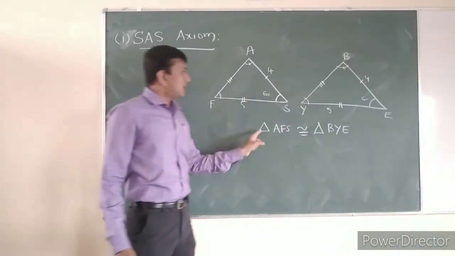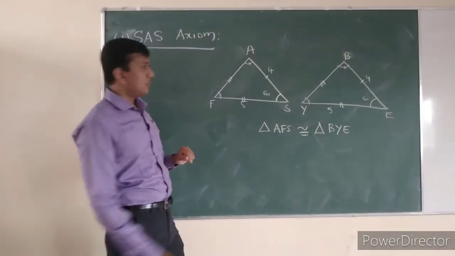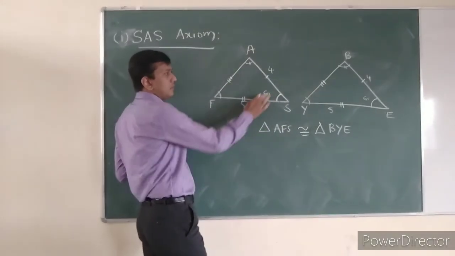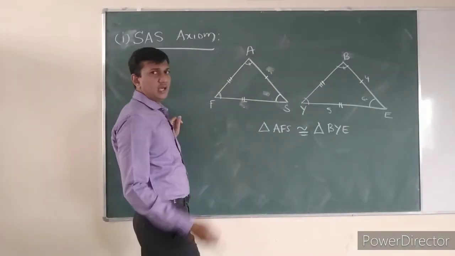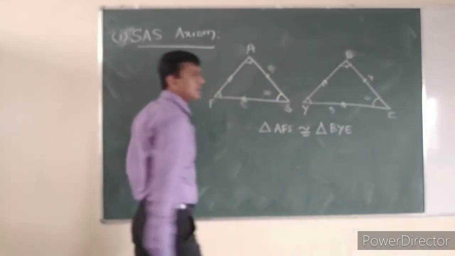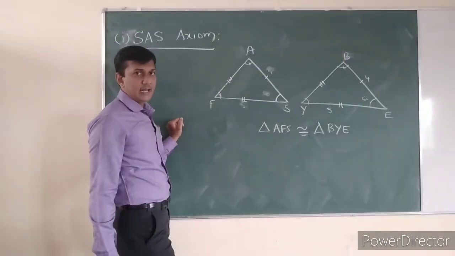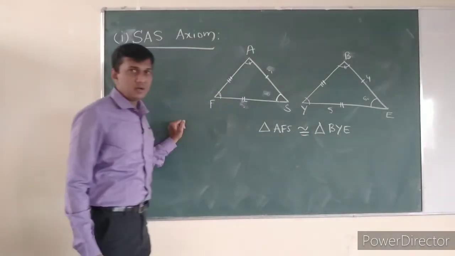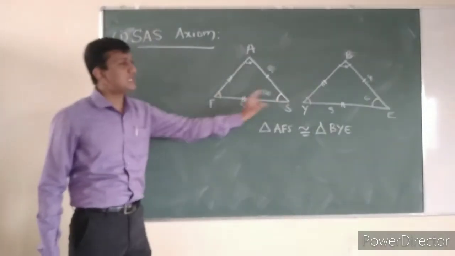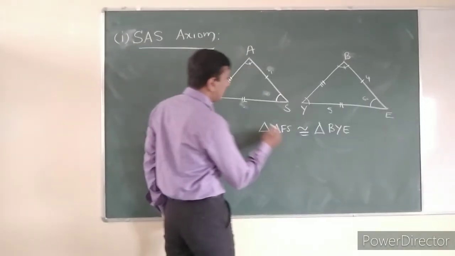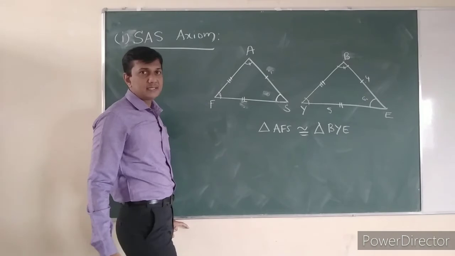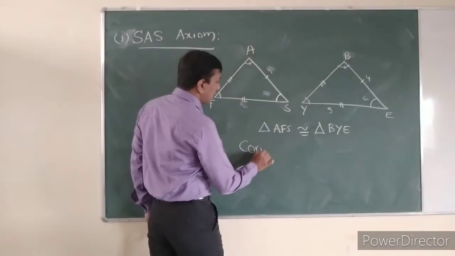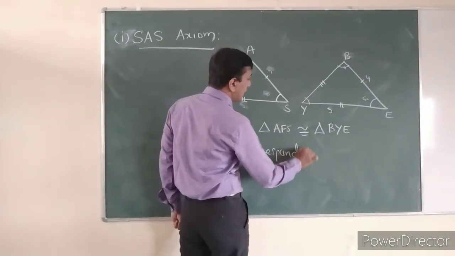So as we have said, based upon this SAS axiom, when two sides of a triangle and one included angle of a triangle are equal to two sides of another triangle and the included angle of that triangle, then we can say that triangle AFS is congruent to triangle BYE. Because these two are congruent, automatically all the remaining line segments and angles also will become congruent. So we call it corresponding parts of congruent triangles are equal.